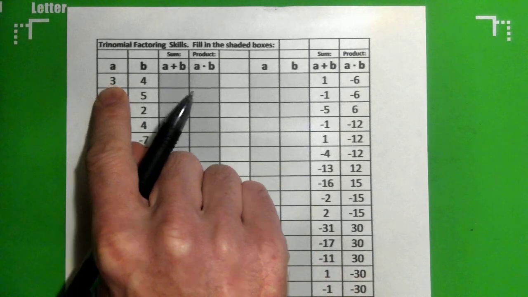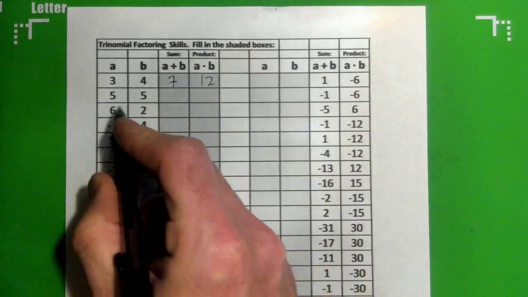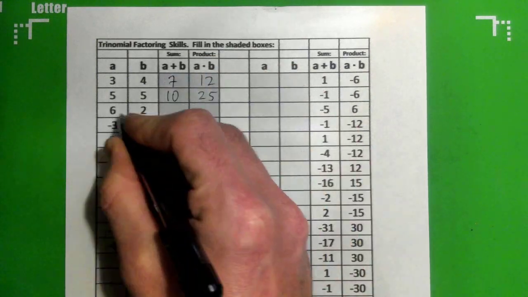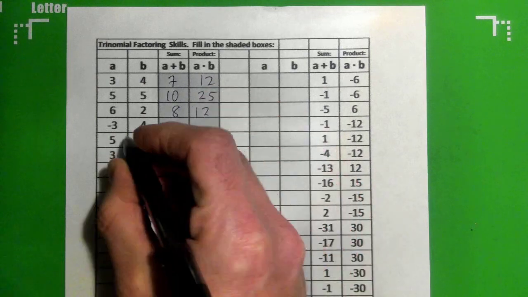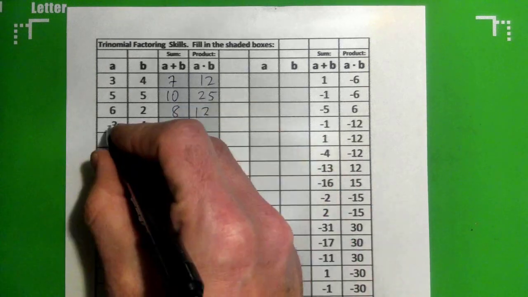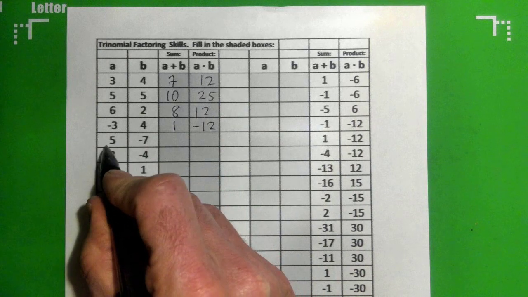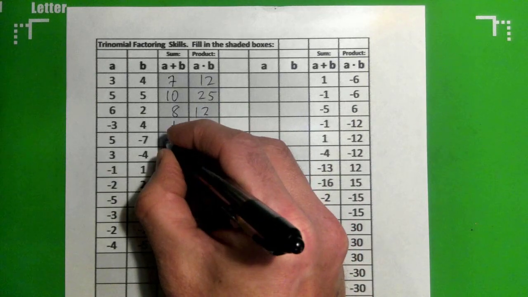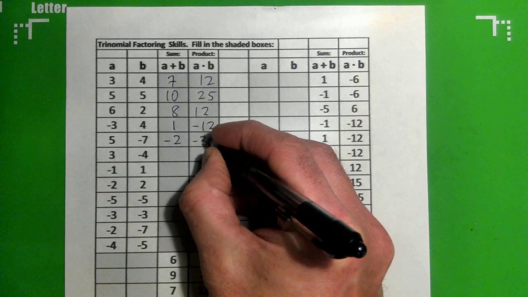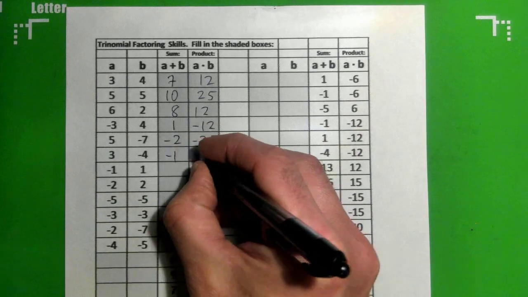So if A is 3 and B is 4, when I add them I get 7. When I multiply them I get 12. If A is 5 and B is 5, I add them to get 10, multiply to 25. 6 and 2 add to 8 and they multiply to 12. Negative 3 and 4, add them. 3 bad guys, 4 good guys, that's 1 good guy. Multiply them. Negative times positive is a negative 12. 5 and negative 7. 5 positive, 7 negatives, add them to get 2 negatives, multiply them. Positive times negative, negative 35. 3 and negative 4 add to negative 1 and they multiply to negative 12.